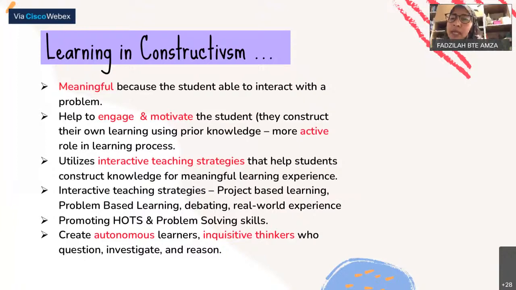So by applying the constructivism, we can create autonomous learners, okay, thinkers, which can question, investigate, and reason. We want learners who actually can question back, not a passive recipient of knowledge. Terima je macam burung kakak tua. No, but they could question us. This is actually what happened nowadays. Look at our children. Cakap satu, jawab satu. Kita pun letih kan. Students nowadays also. Bila kita bagi tahu buat kerja, bagi tahu doktor. Dia dah boleh expect.